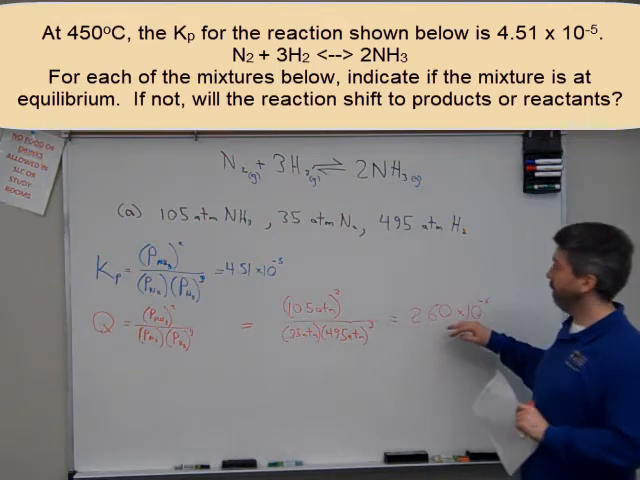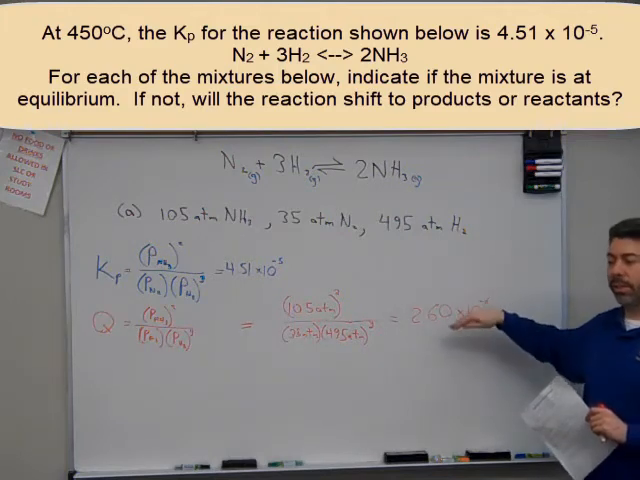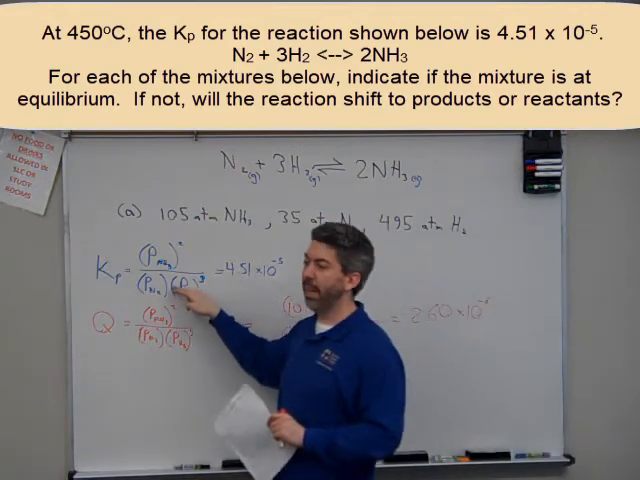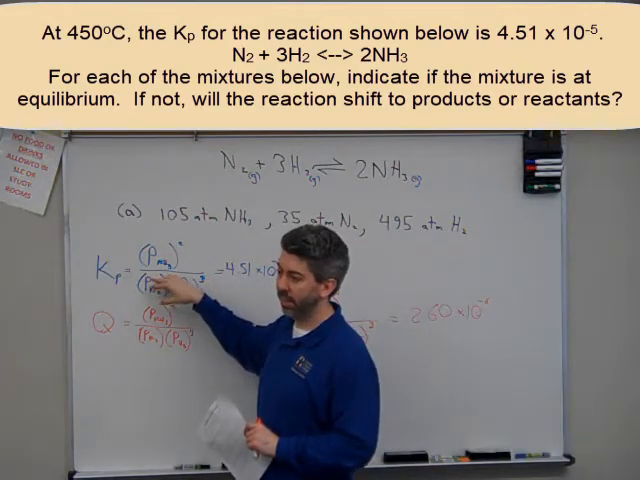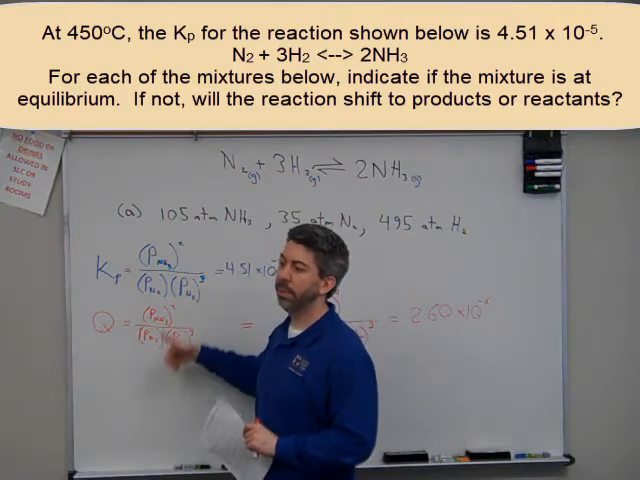Well, it looks like if Q is less than K, that means Q needs to increase, so it shifts to products. If Q is greater than K, that means Q needs to decrease, which means you shift to reactants. So if there are more reactants, Q gets smaller. If there are more products, Q gets bigger.